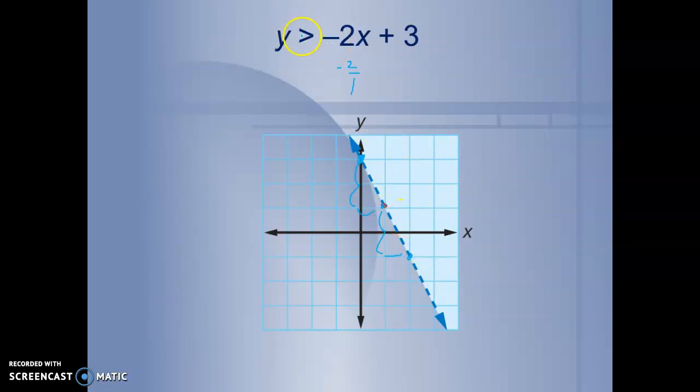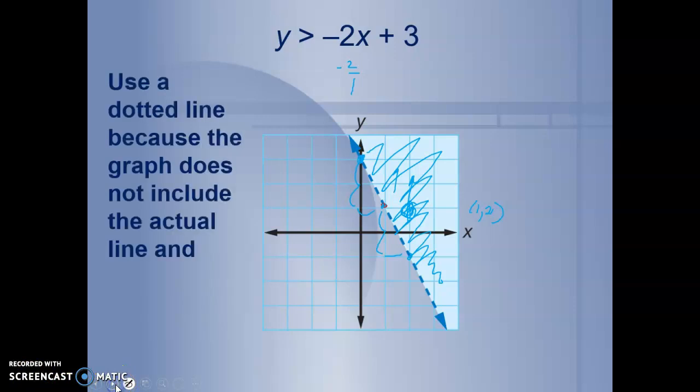Now it says that y is greater than that line, so we need to shade the area above that line. Okay, again, we can pick a test point here. We could pick like this point right here, (1, 2). And if we plug that into our original inequality, it should produce a true statement, just like we did in our warm-up.